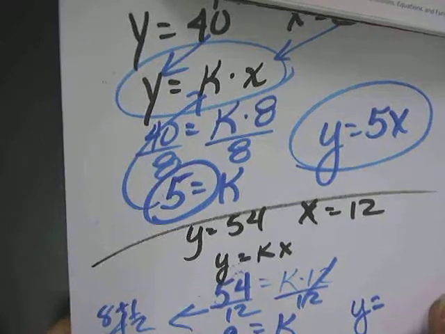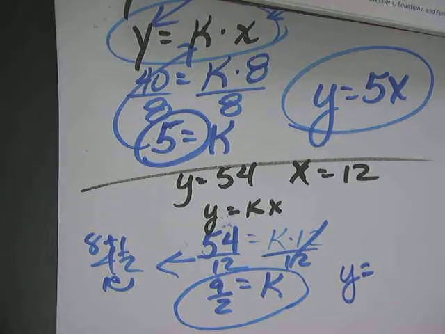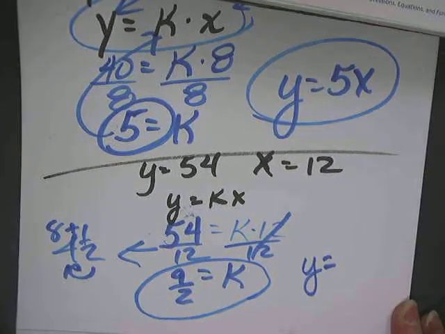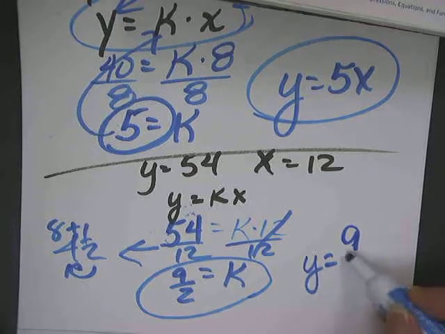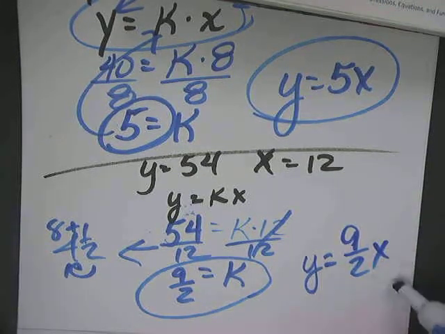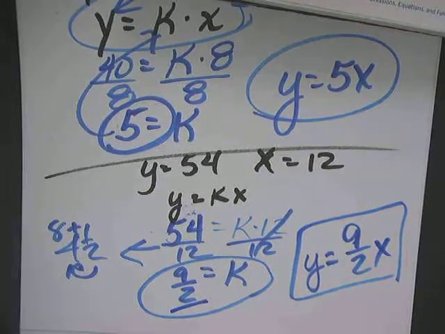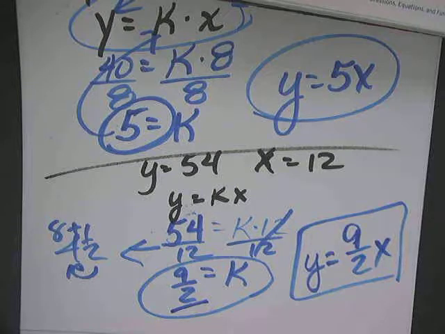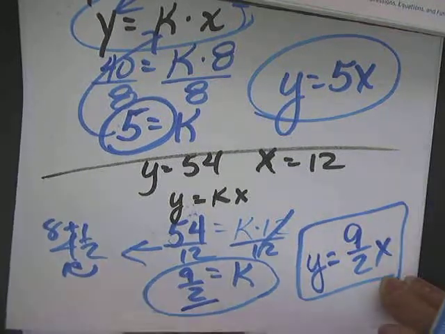Okay. I don't need those papers till later. So this is our constant of variation. What would our equation be? Y equals 9 halves x. Here's our constant of variation. There's our equation. Equation of variation.